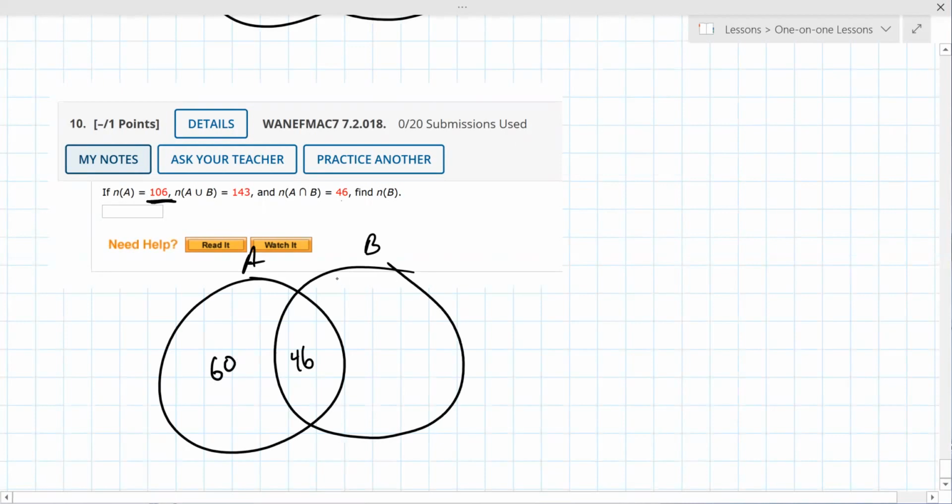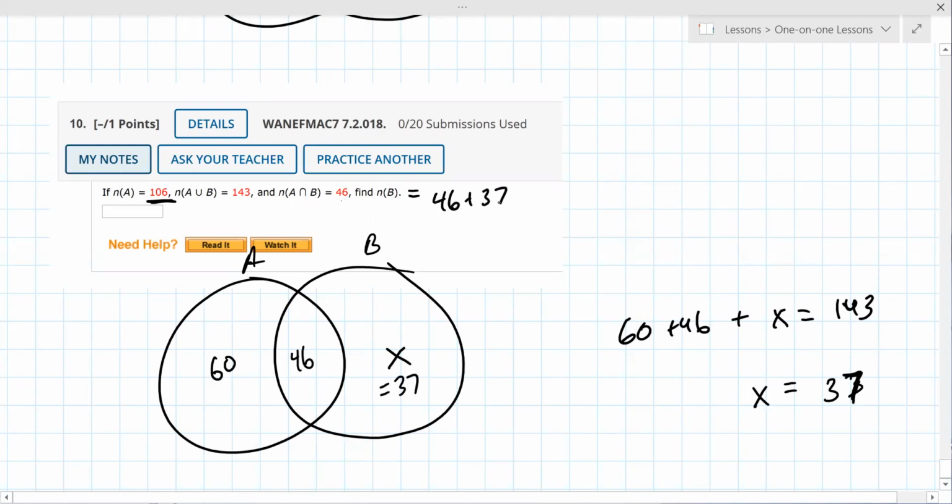We're trying to find B, but we don't have enough information. But we know that A or B, which is the 60 plus 46 plus this unknown number here, I'll call that X, has to equal 143. So we just solve that for X. X ends up equaling 37, looks like. But that is not the value for B. The number of B here is all of these added together. It's the 46 plus the 37.